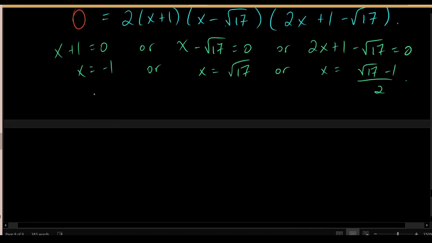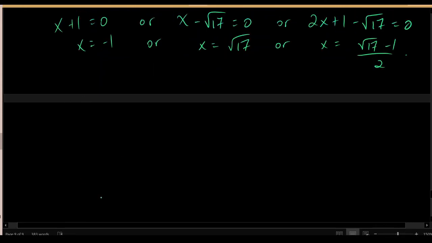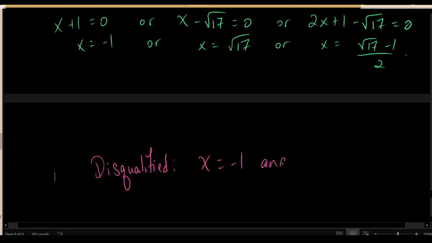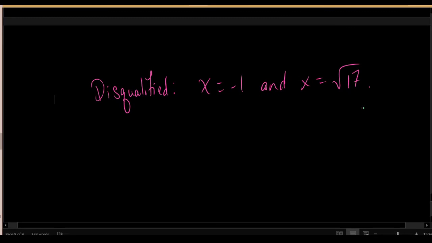However, I think that we can immediately eliminate 2 of these possible locations. I think 2 of these x values disqualify themselves, namely x equals -1 and x equals root 17. The issue is that these 2 x values are actually outside of the interval 0, 2 that we're concerned with in this problem.